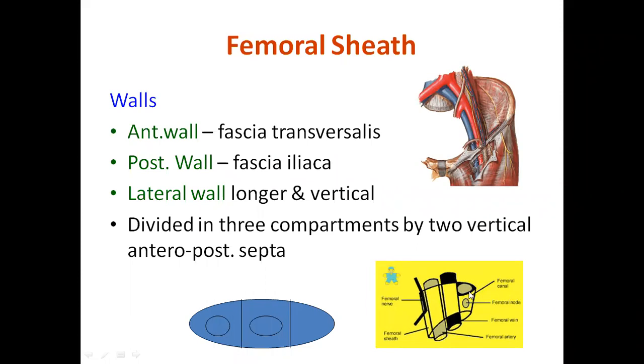This is the medial aspect, this is the lateral aspect. Femoral nerve is actually seen outside the femoral sheath. So the lateral wall is longer and vertical. So this is the shape of the femoral sheath.